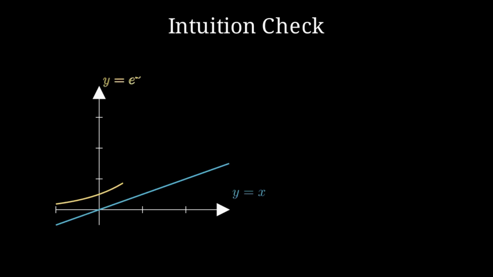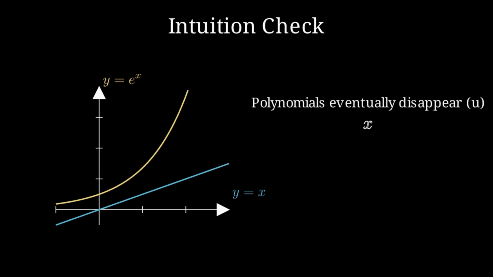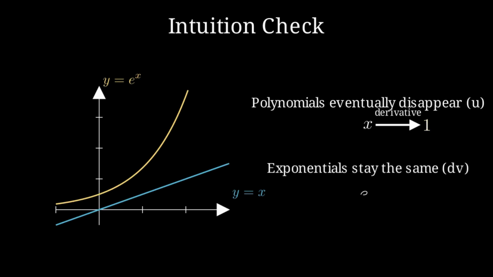Think of it as a trade-off. We differentiate the part that gets simpler, like a polynomial that reduces in degree, and we integrate the part that stays relatively the same, like an exponential or a basic trigonometric function.